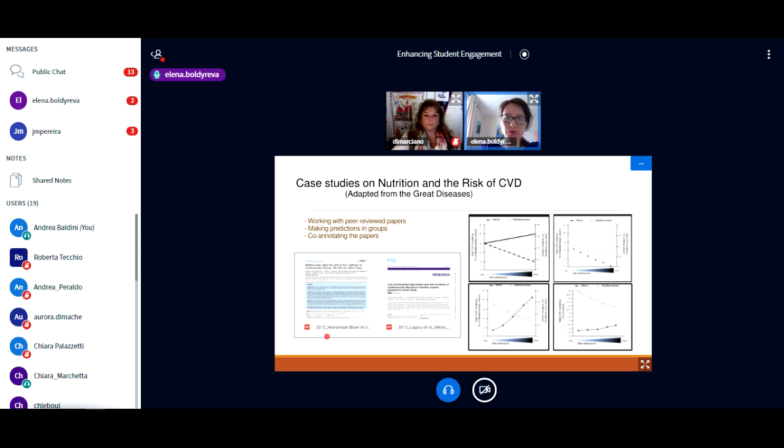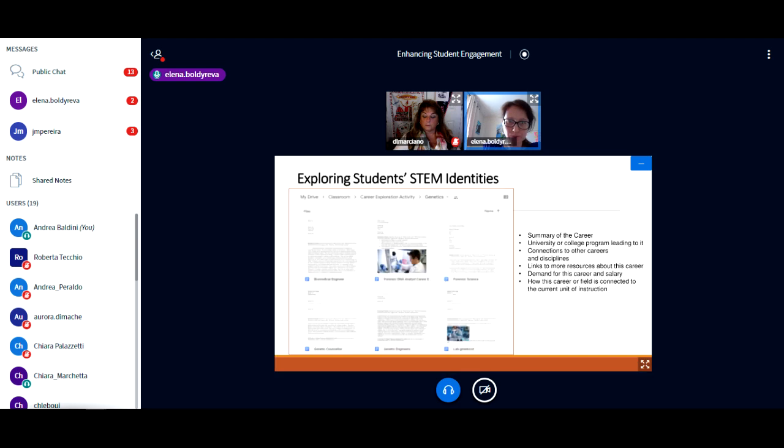Also, we're trying to look at real papers. These are real papers on, for example, the risk of CVD, cardiovascular disease, and how it's connected to nutrition. So students work with peer-reviewed papers. Of course, we help them through this process. They make predictions in groups. These are some examples of the predictions of the graphs that they build. They co-annotate the papers using Adobe through the Google Drive options.